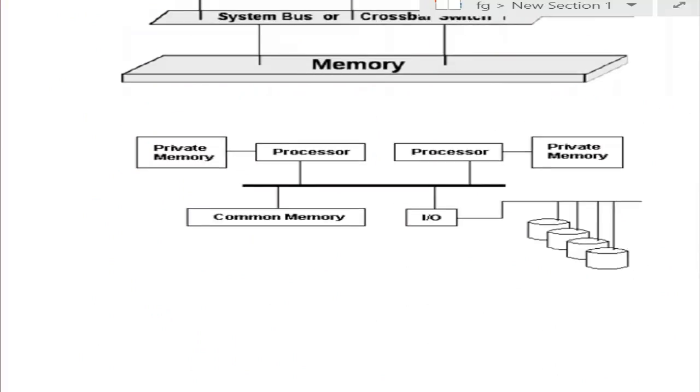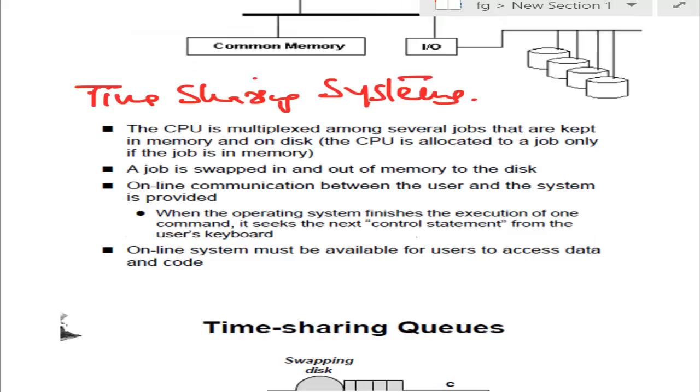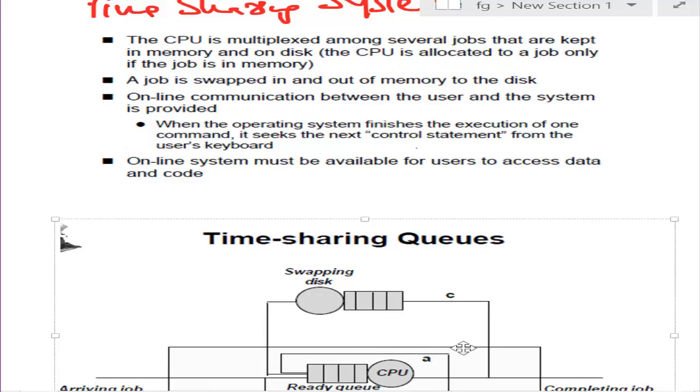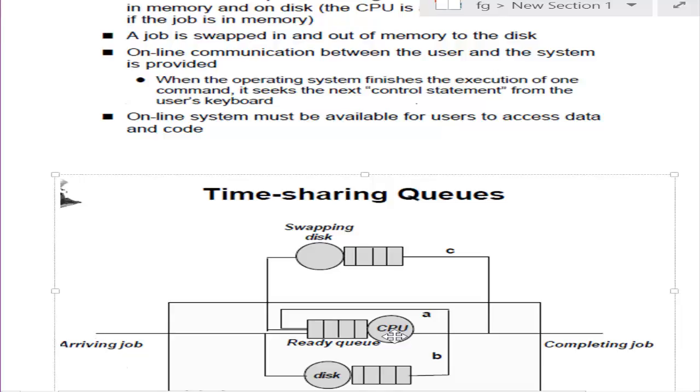Now, another kind of operating system is the real-time system. Before real-time, we should talk about time-sharing systems. In this, the CPU is multiplexed among several jobs that are kept in memory and on the disk. The CPU is allocated a job only if the job is in memory. If it is waiting on some I/O, it can be swapped to the disk and brought back. First, you get the jobs from the disk and make a ready queue. If a job is not completed, you can swap it to the disk and get it back later, and the CPU can execute the jobs on the ready queue.